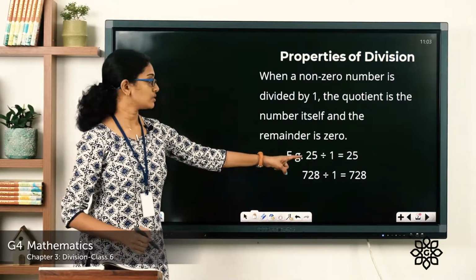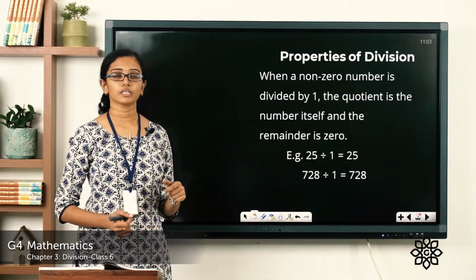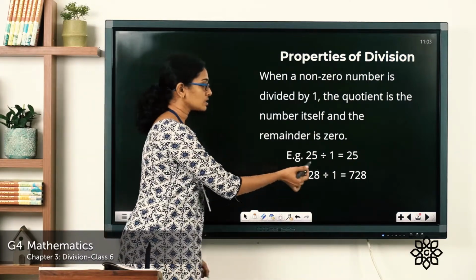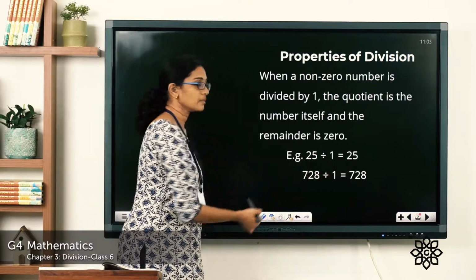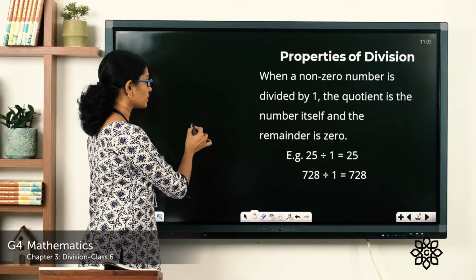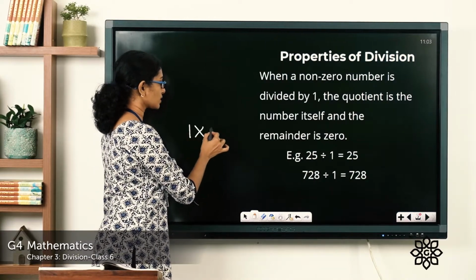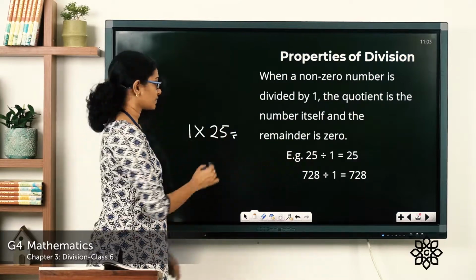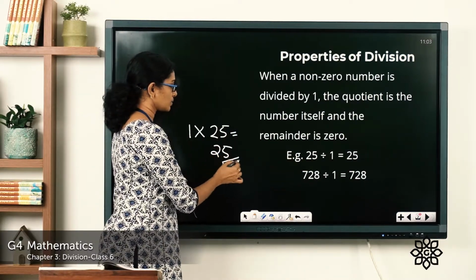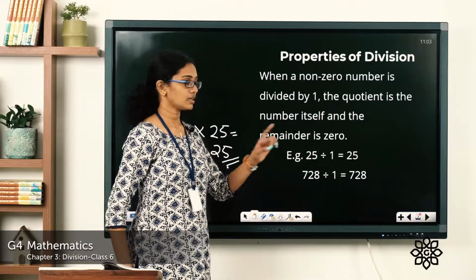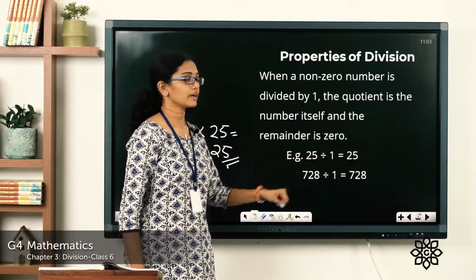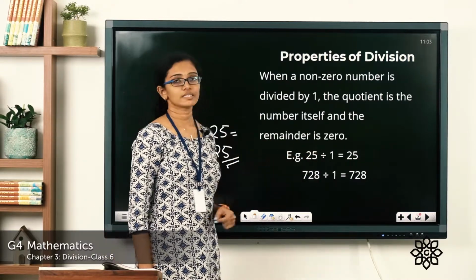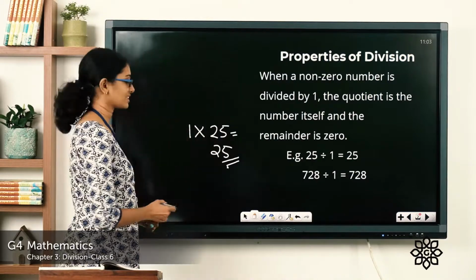So look at this example. 25 divided by 1 is equal to 25. What does this mean? How many ones will make 25, right? Or what should be multiplied to 1 to get 25? It is the number itself, 25 itself, right? So we can say any number except 0 divided by 1 gives the number itself as the quotient.